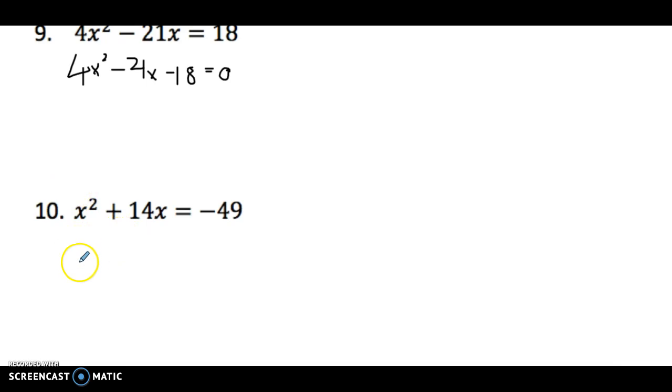This one here, same thing. You need to bring everything to the same side of the equation. So you have x squared plus 14x plus 49 equals 0. Okay, so I want you to do these two for your homework and to practice, and I will put the answer in haiku. You will not learn these until you practice them.